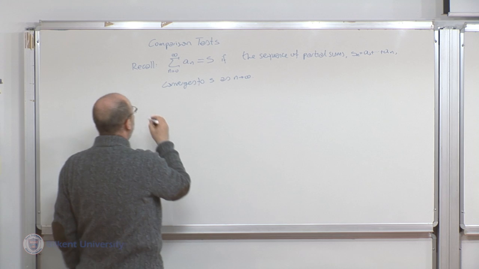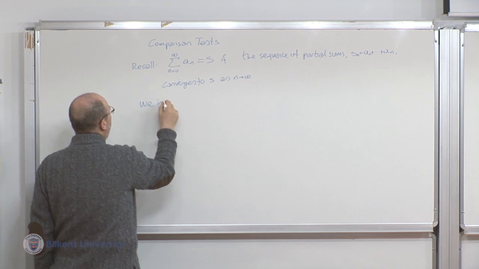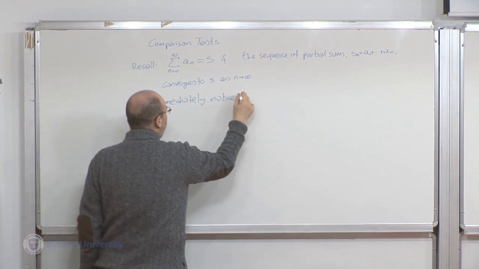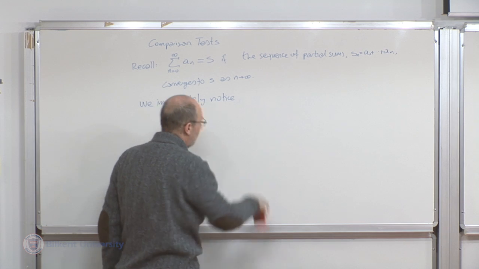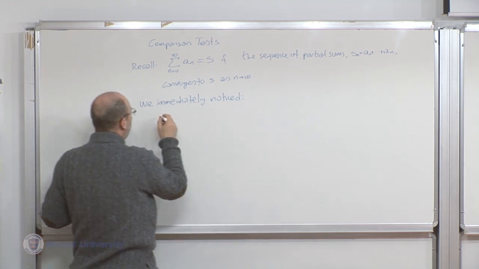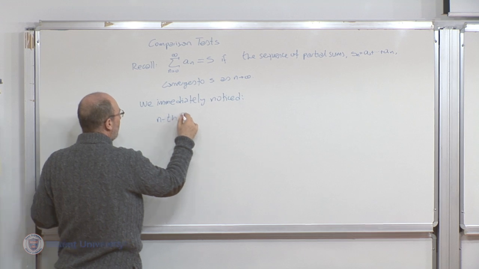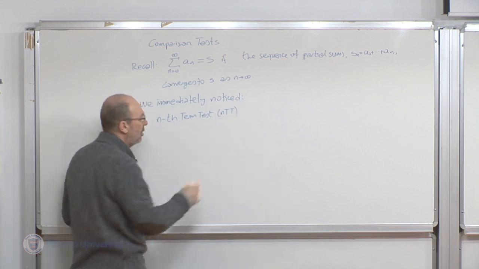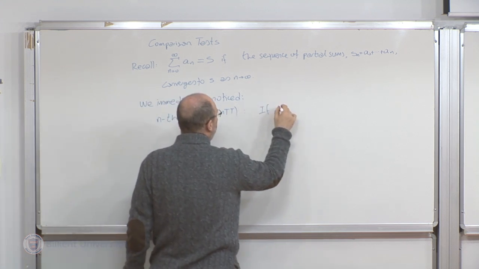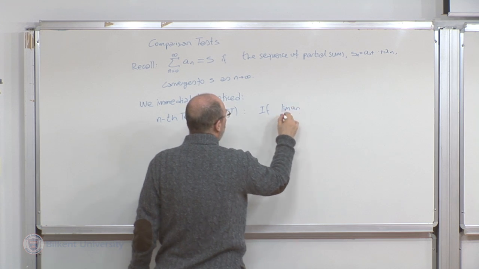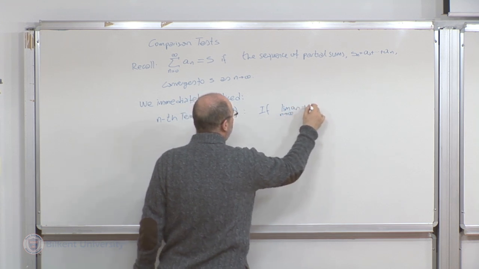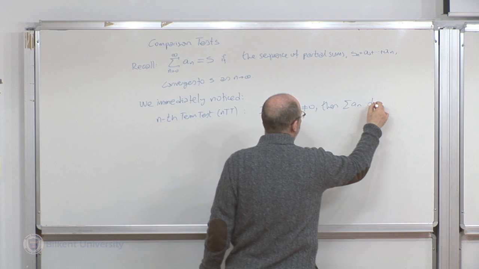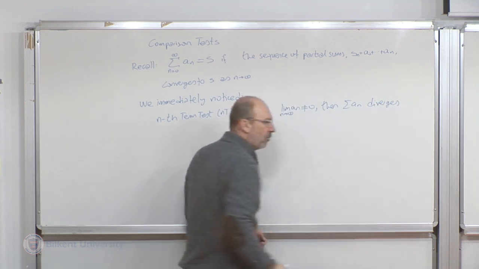Okay, so we immediately noticed the following. Nth term test. Okay, so we abbreviated it like this. This says that if the general term does not go to 0, then summation a_n diverges. Okay?